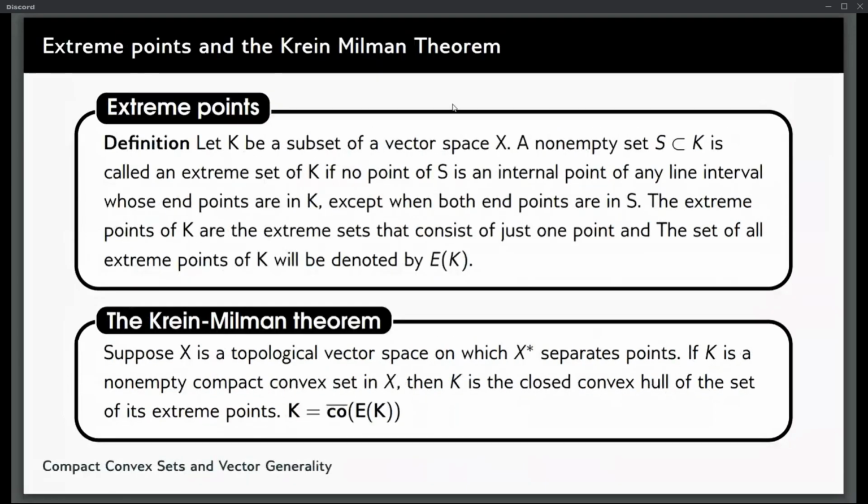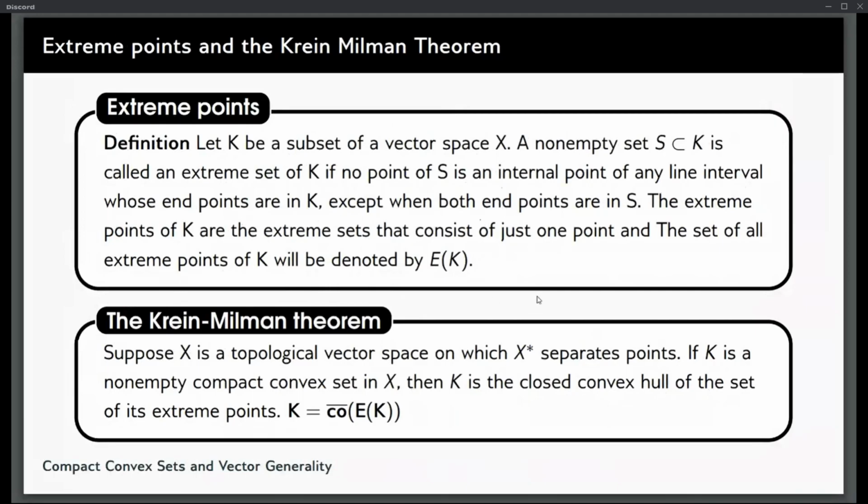Okay, so now we are ready to tackle the Krein-Milman theorem. But first of all, we define the concept of extreme points. So if K is a subset of a vector space, a non-empty set S is called an extreme set of K if no point of S is an internal point of any line interval whose endpoints are in K, except when both endpoints are in S. So the points are never an internal point of a line interval unless the line interval itself lies in S. In a way, they are the extremity of the set.